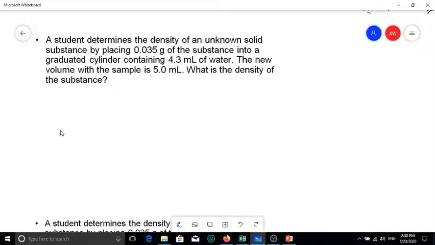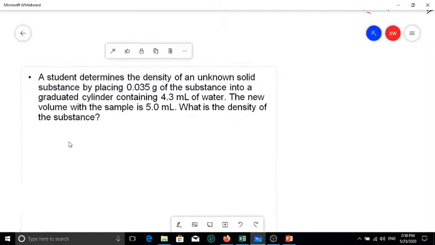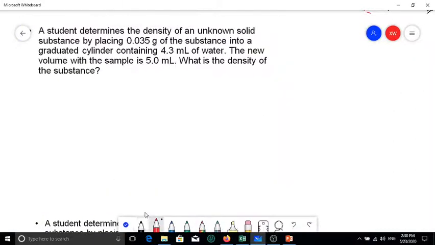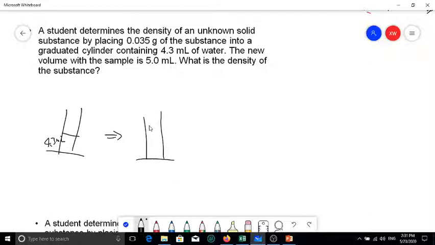So again, you want to imagine a scenario. You have a graduated cylinder, okay, and you have 4.3 ml water in there, and then you throw in a piece of substance, which is what you're trying to find the density of. Now it's 5.0 ml with the substance, okay, and the mass of the substance is 0.035 grams, which is here, okay.